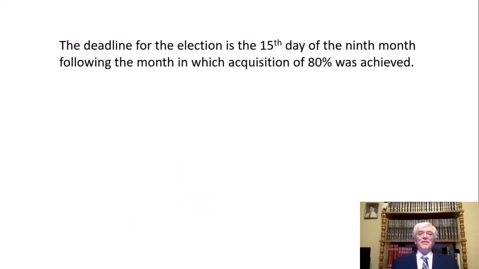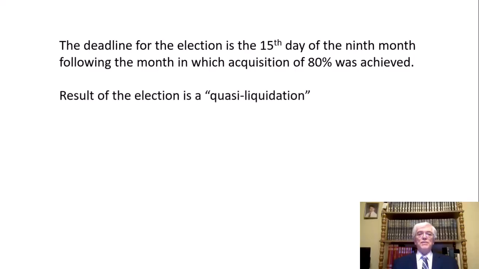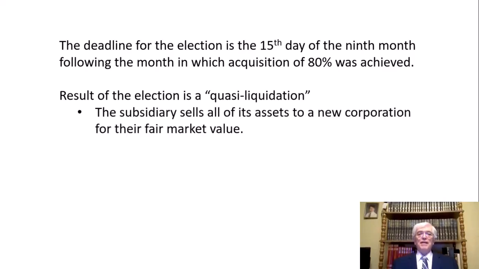The deadline for the election is the 15th day of the 9th month following the month in which the acquisition of 80% was achieved. The result of the election is what they call a quasi-liquidation. So we're going to kind of pretend to liquidate the subsidiary even if we don't actually liquidate it. We can actually liquidate it if we want, but we don't have to.